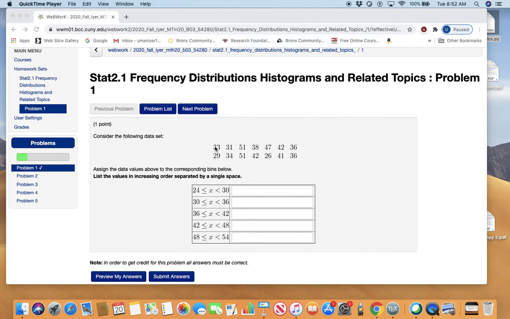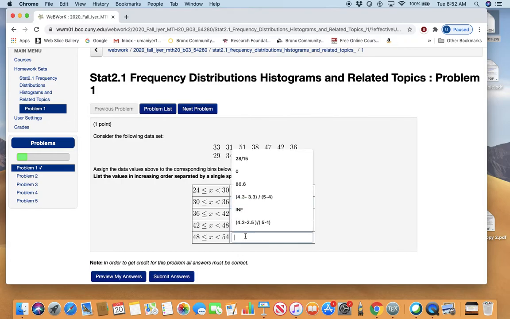All right. So 33. Oh, one more point to note here. List the values in increasing order separated by a single space. So no comma, space. And you want your numbers to be in increasing order. So 33 lives here. 31 also lives here, but it should be before 33 because I'm supposed to write in increasing order. Smaller numbers first, and remember space between numbers.